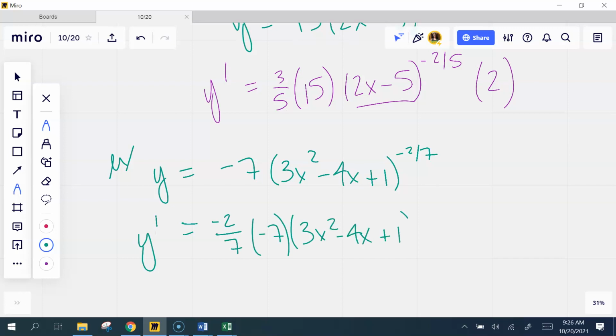Same rules. -9. Power rule and chain rule. Okay, so I just want you to realize that the rules are still the same as we go through, and I don't want you to look at this and go, oh my gosh, because we're still doing the same rules.